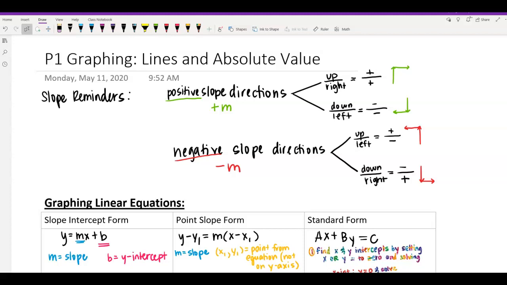So first, if you have to graph a positive slope, you are going to try to go either up and right or down and left. And that is because both up and right have the same sign and down and left have the same sign. So when you go both of those directions, you'll be going in a positive direction for your line. If you want to do a negative slope, so you have a negative m value, then you're going to go up and left or down and right, and that is because they have opposite directions, so your overall slope will be negative. Okay. All right, let's talk about graphing lines.